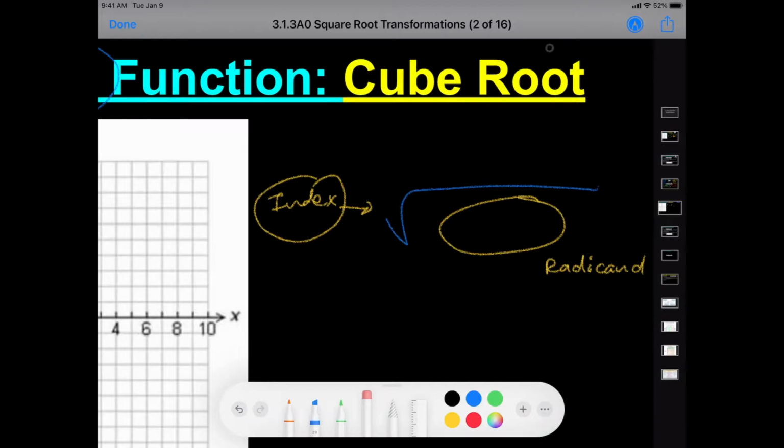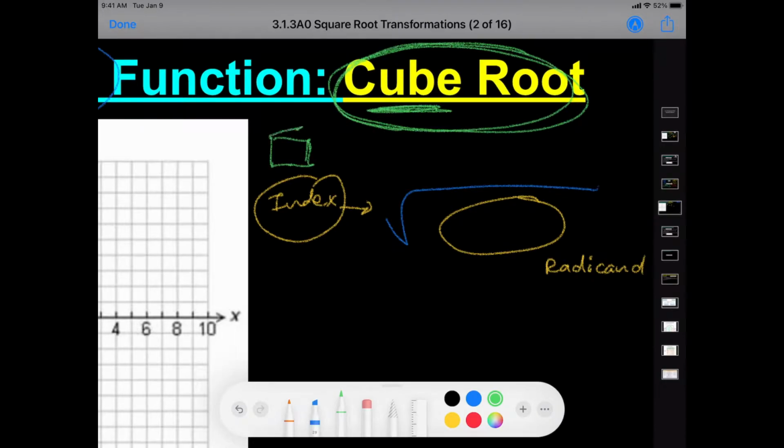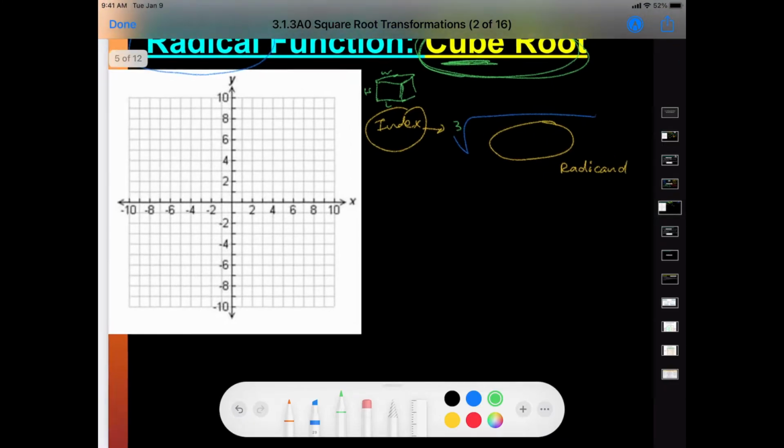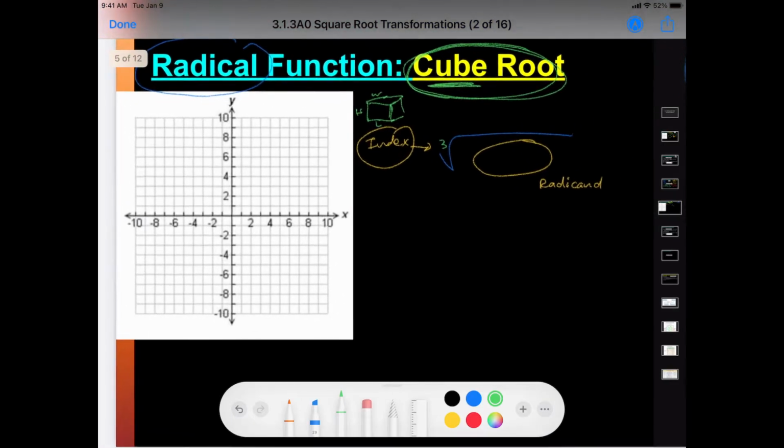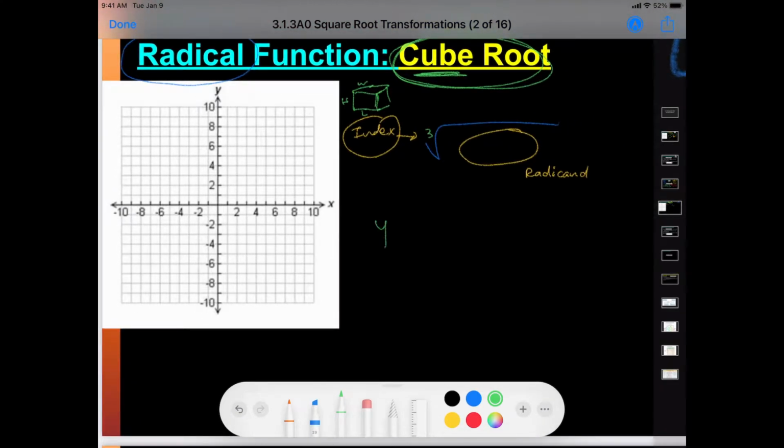We're going to do a cube root. So a cube is 3-dimensional, right? It has length, width, and height. And so that number is actually going to be a 3. So we're just going to go ahead and graph the cube root. I have y equals the cube root of x, and let's go ahead and graph this.